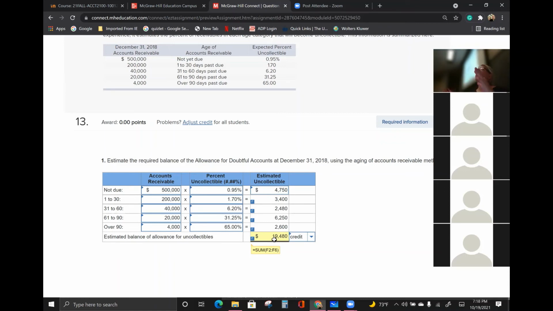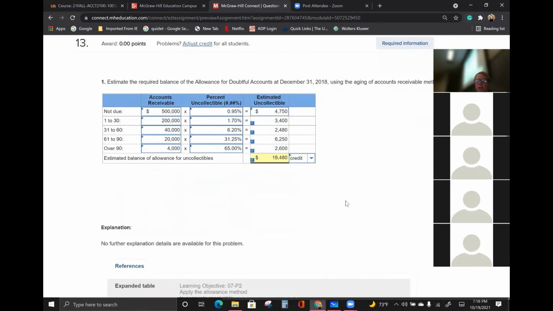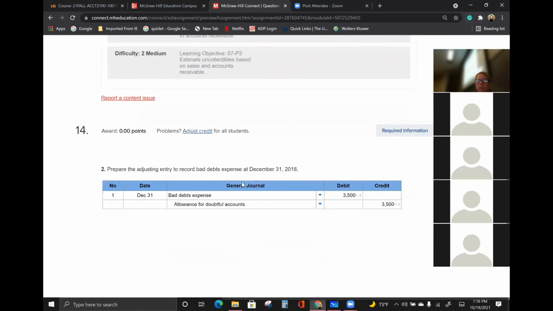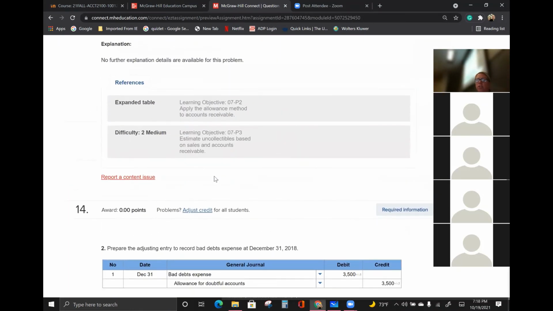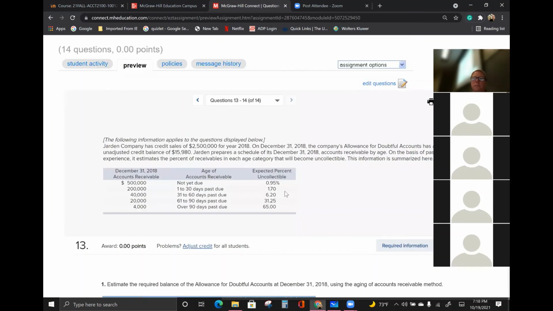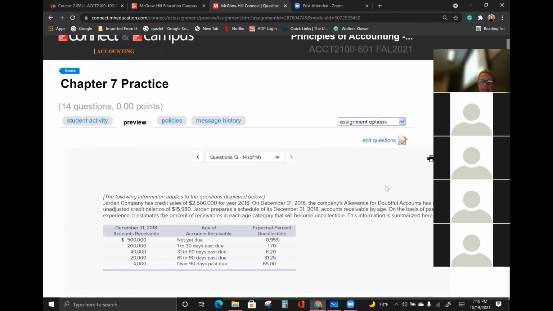So we're coming up with an estimate. Well, we want the balance in the allowance account, because we're using the receivable method. We want that balance to be the 19,480. So the next part of the question is going to ask you, what is the journal entry? So we got to look and see, what did it tell us? So it's telling me right now, my balance is 15,980.